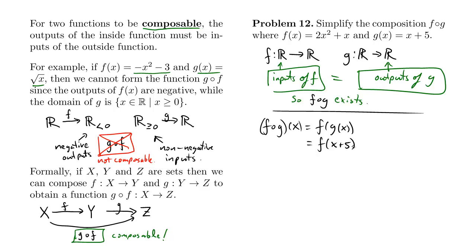So the resulting function, this composition, is a horizontal translation of the graph of f. We've shifted it to the left by 5 units. You can tell that it's to the left because the sign is positive.